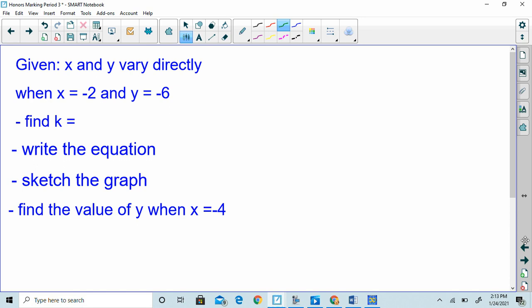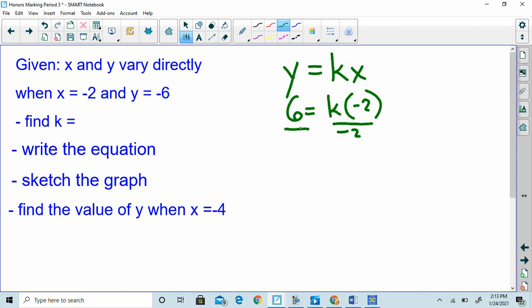Here's one of those examples about direct variation where we tell you that x and y vary directly under certain conditions, and we want you to find the constant of variation. The model is y is equal to kx. They gave me a value of y. They're asking us to identify the constant, but they gave us the value of x. We'll solve for k, and k is equal to -3. The equation then follows that y is equal to -3x.